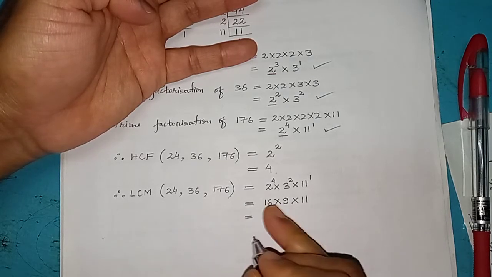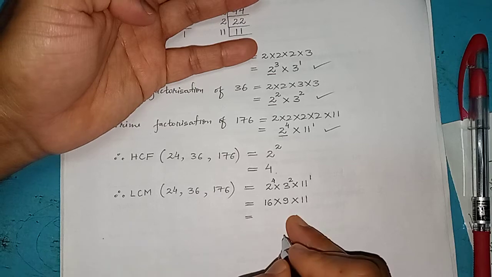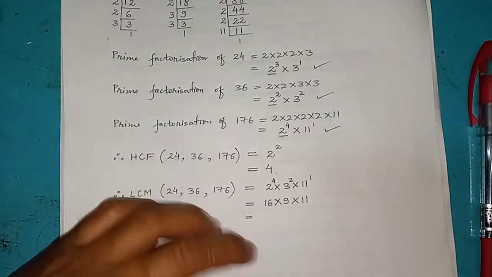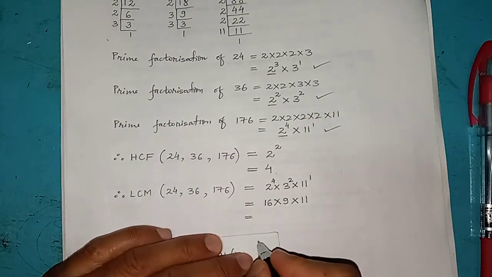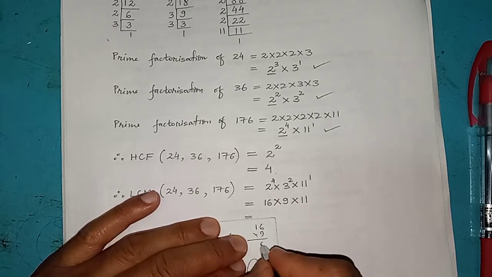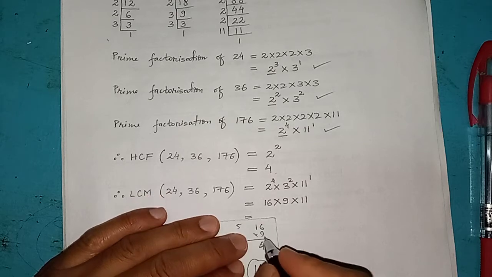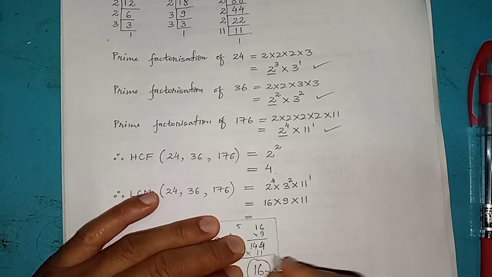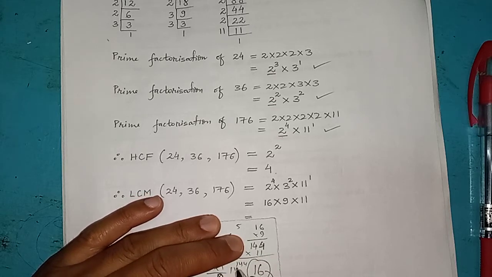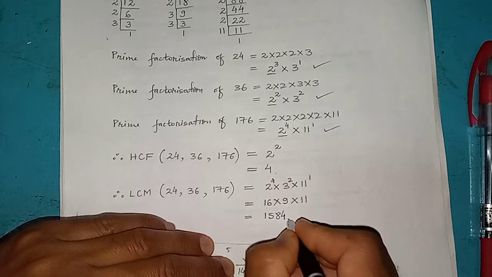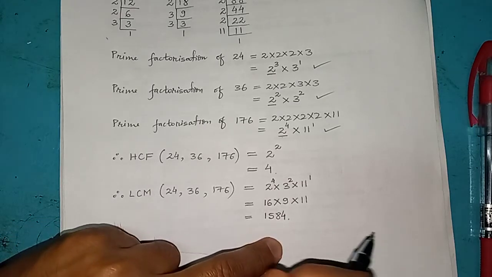Now we'll multiply and we'll write the answer. So let us multiply this one. See, I multiply 16 and 9. 9 6s are 54, carry 5, 9 1s are 9, 9 plus 5 is 14. So it is 144, and multiply by 11. It will be 1584. So this is the required LCM of the given numbers.